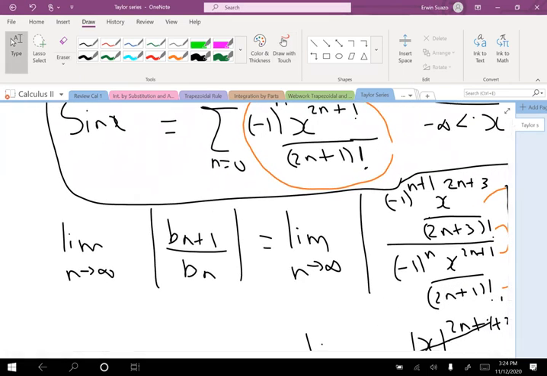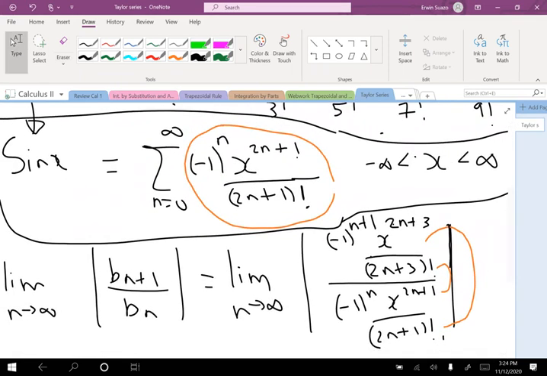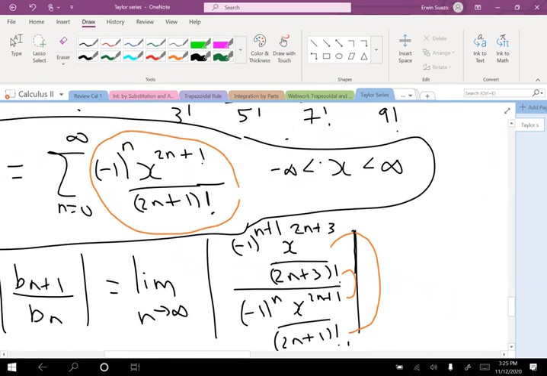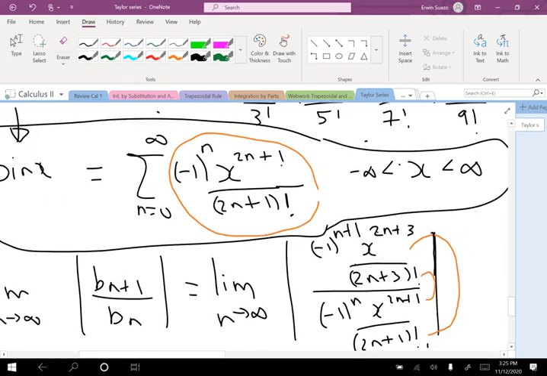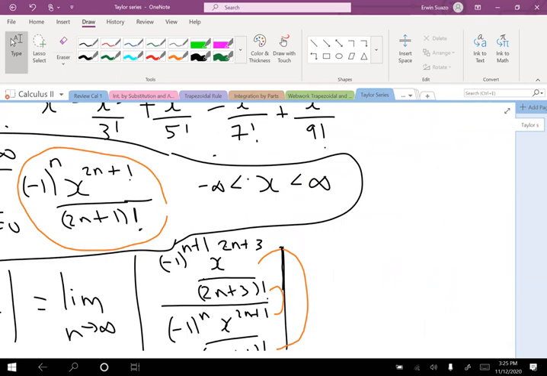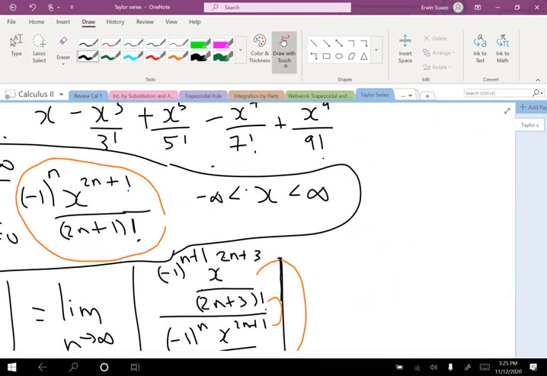Because thanks to this, I can find my series for cosine of x. What is the relation between sine of x and cosine of x? They are related by the derivative, right? The derivative of sine of x is cosine of x. So I need to find the derivative of that. If I take the derivative of both sides, the derivative of sine of x is cosine of x.